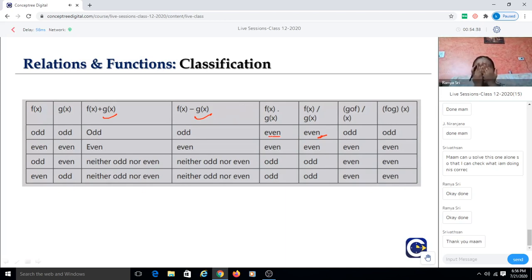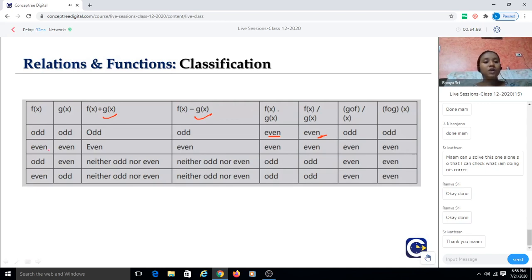Or else if we are doing g of f of x or else f of g of x, which means we are writing the composite of it. So the composite of this function will be odd. So when we are writing the composite of two odd functions, the composite function is also an odd function.